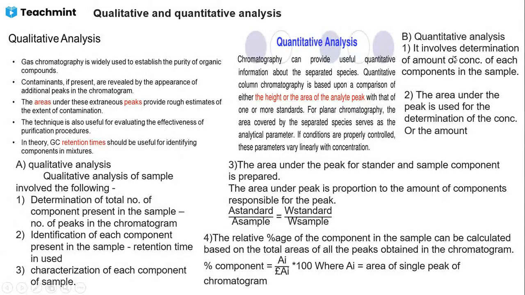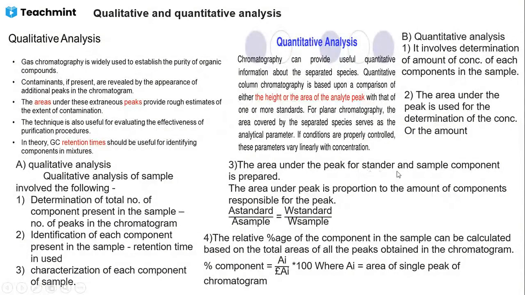Then quantitative analysis involves the determination of the amount or concentration of each component in the sample. What is important is that quantitative analysis is based upon the comparison of either the height or the area of the analyte peak with that of one or more standards. Okay, the area under the peak is used for the determination of the concentration or the amount.